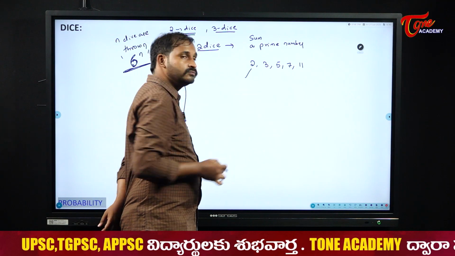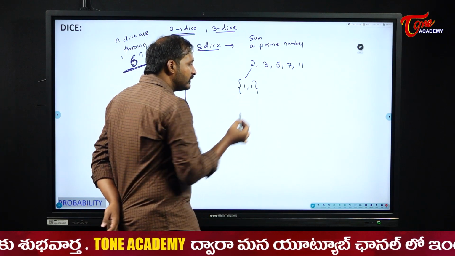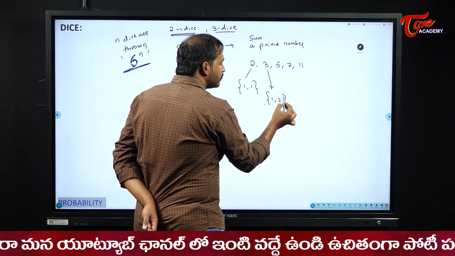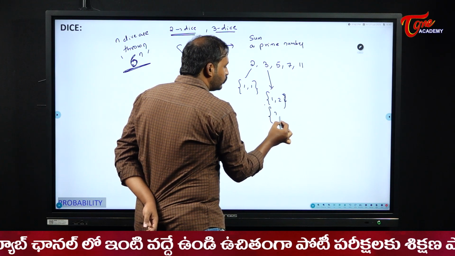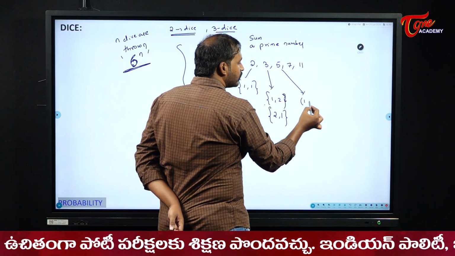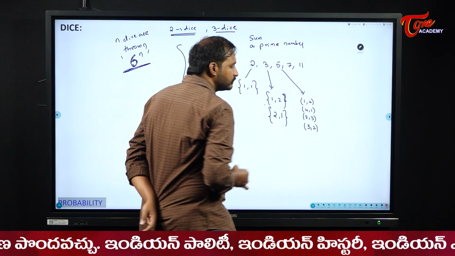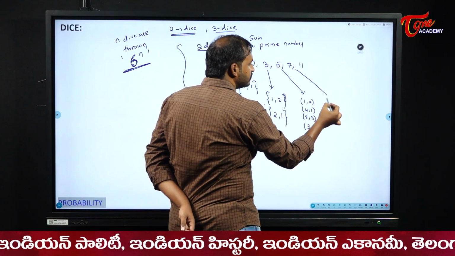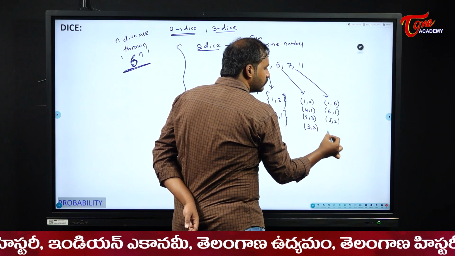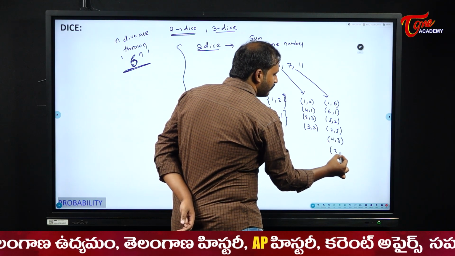What are the chances to get the sum as 2? 1,1, only one way. What is the probability of getting the sum as 3? 1,2 and 2,1: 2 chances. What is the probability of getting the sum as 5? 1,4; 4,1; 2,3; 3,2. What is the chance to get the sum as 7? 1,6; 6,1; 5,2; 2,5; 4,3; 3,4.